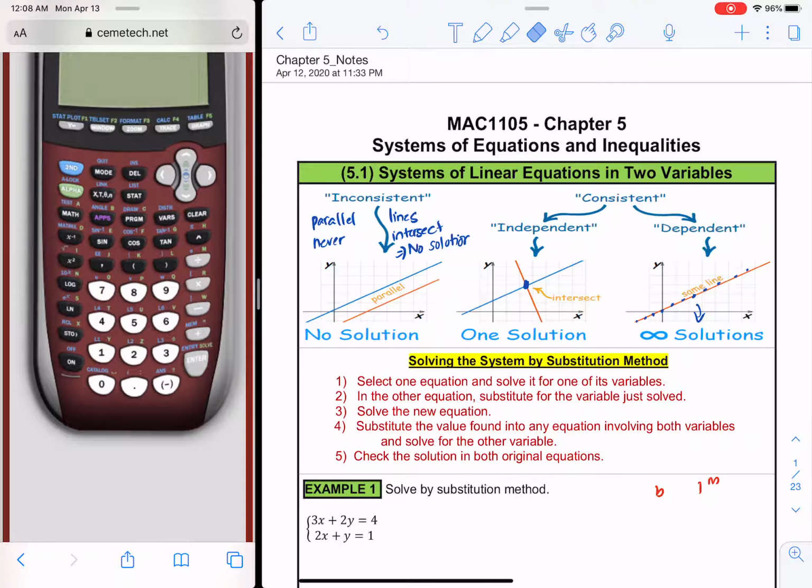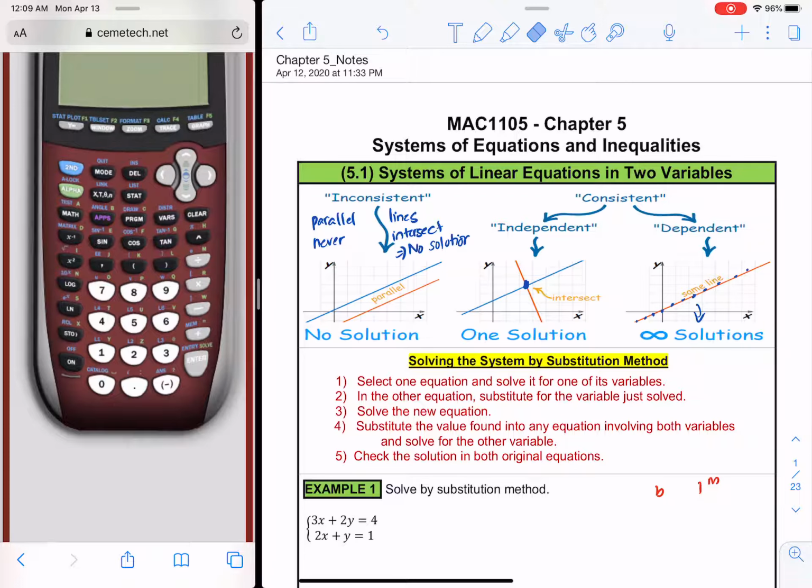So we are going to look into systems of linear equations in two variables. We call them linear equations because both equations in a system would be a line. So what does the solution mean? The solution is simply the point of intersection of the two lines.